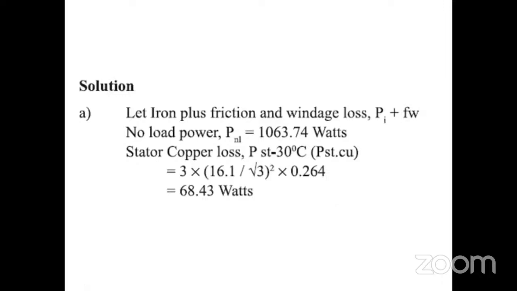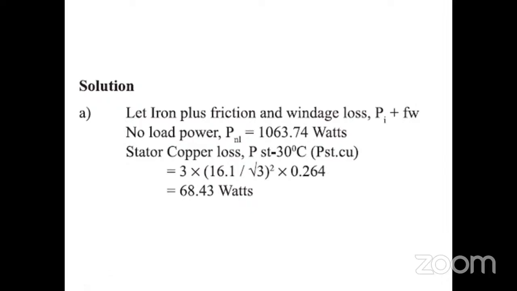Sir, do you remember they have given P suffix NL? P suffix NL means it is the no load power, which they have given straight away, that is 1063.74. What does it include? No load power is equal to stator copper loss with no load current, sir. 3 into 16.1 is the line current.